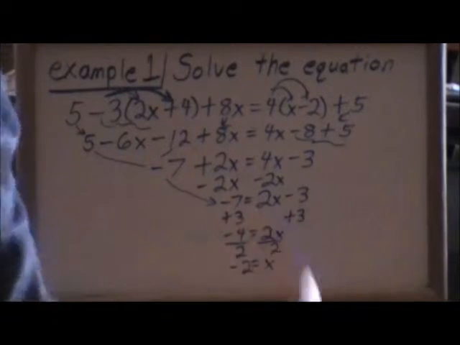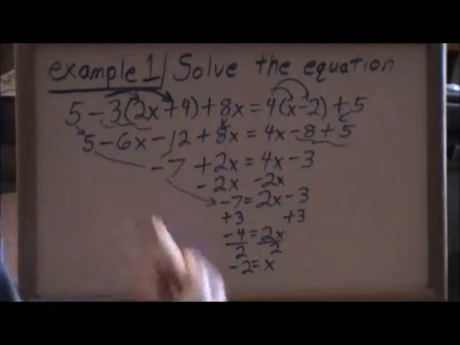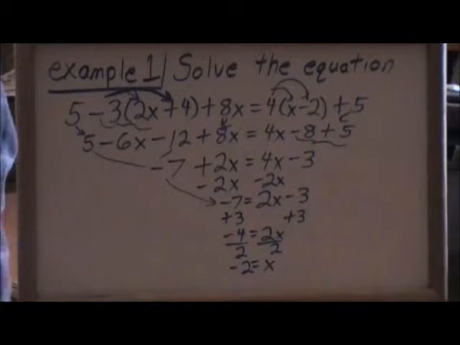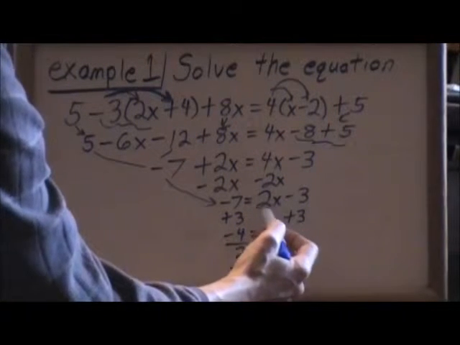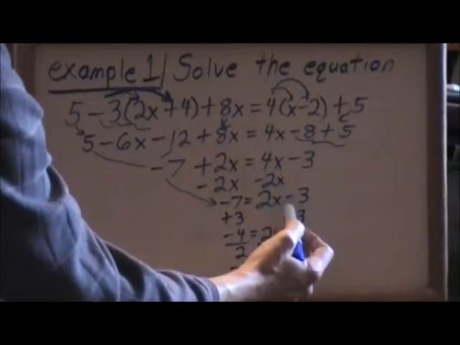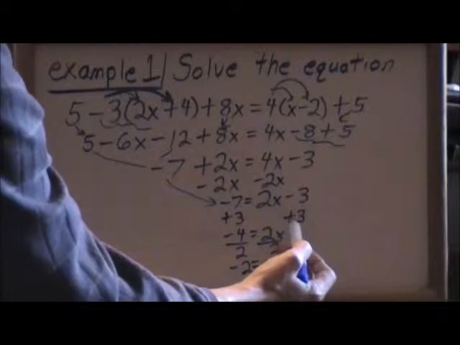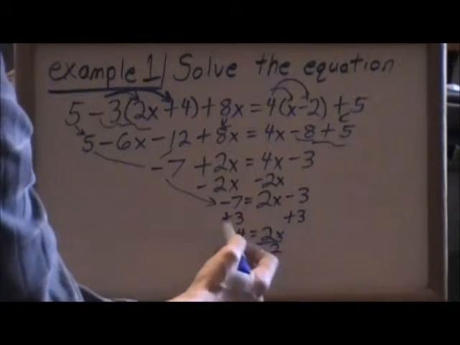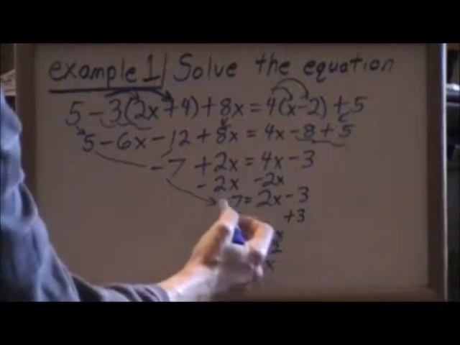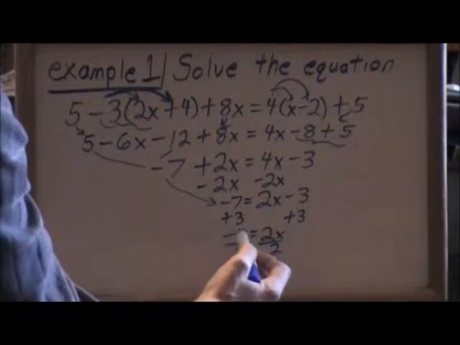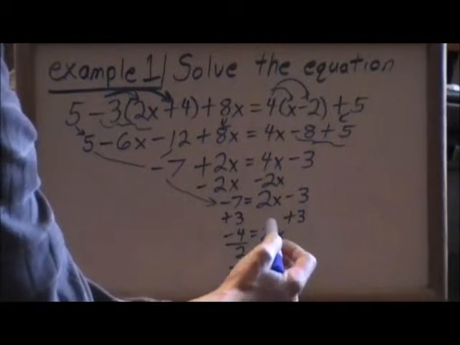But we still have to get the constants all on one side, and it's only by addition and subtraction. So we have all the variables here. How do we get rid of minus 3? We add 3 on both sides. Negative 7 plus 3 is minus 4, and it's equal to 2x.